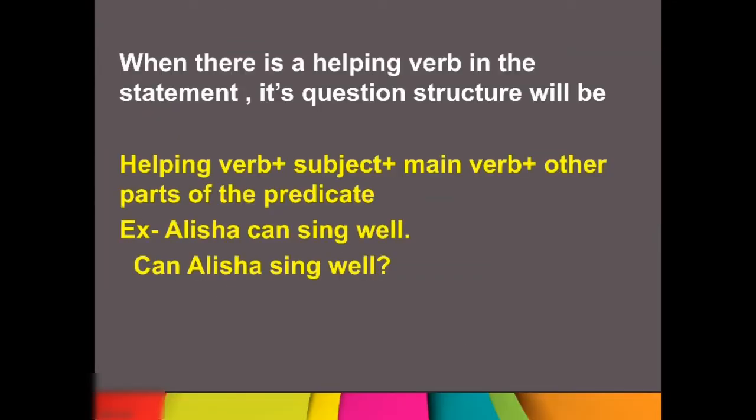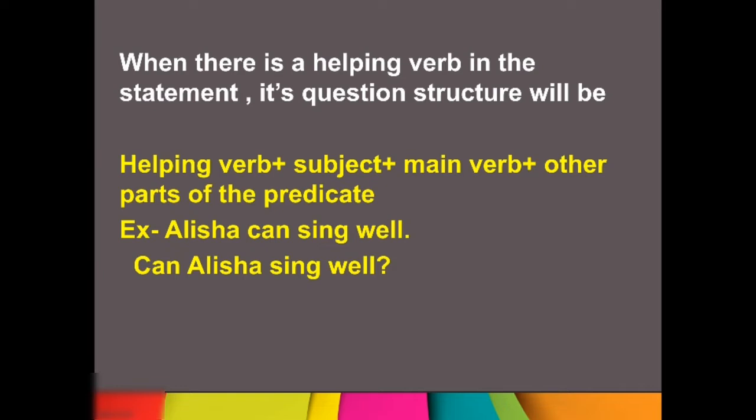Now students, listen carefully. When there is a helping verb in the statement, अगर आपको एक statement दिया गया है और उसमें helping verb है, so its question structure, आप questions कैसे form करोगे? Just see. First of all, you will put the helping verb, then subject, then main verb, and then other parts of the predicate. That means the rest of the sentence. Just take this example. Alisha can sing well. Now here Alisha is the subject, can is the helping verb, sing is the main verb, and well is the rest of the sentence. So how will we form the question?